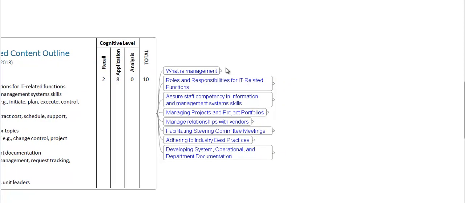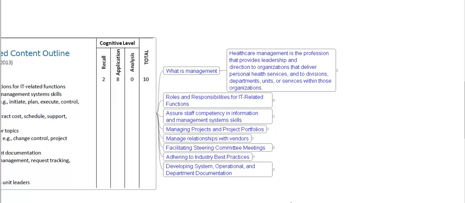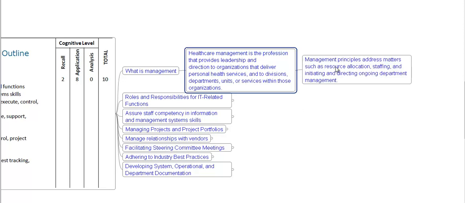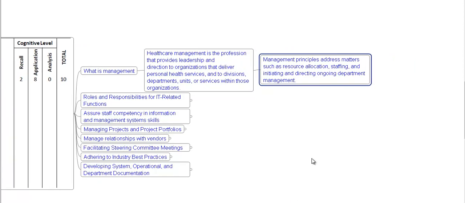First, let's see what is the definition of management. Healthcare management is the profession that provides leadership and direction to organizations that deliver personal health services and to division, department, unit or services within those organizations. Management principles address matters such as resource allocation, staffing, and initiating and directing ongoing department management.